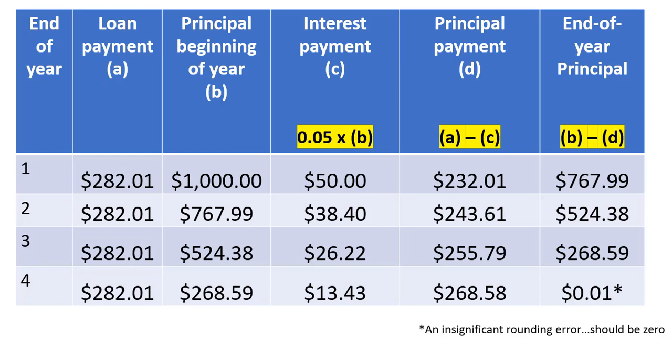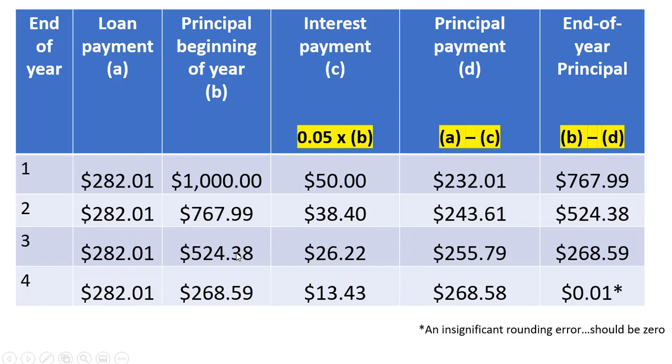The interest payment is 5% of that $767, or $38.40. That means your principal payment, the $282 minus $38.40, you'll be paying down now roughly $243 of that loan in the second year, leaving you a loan balance at the end of the year of $524.38. And then this process repeats.